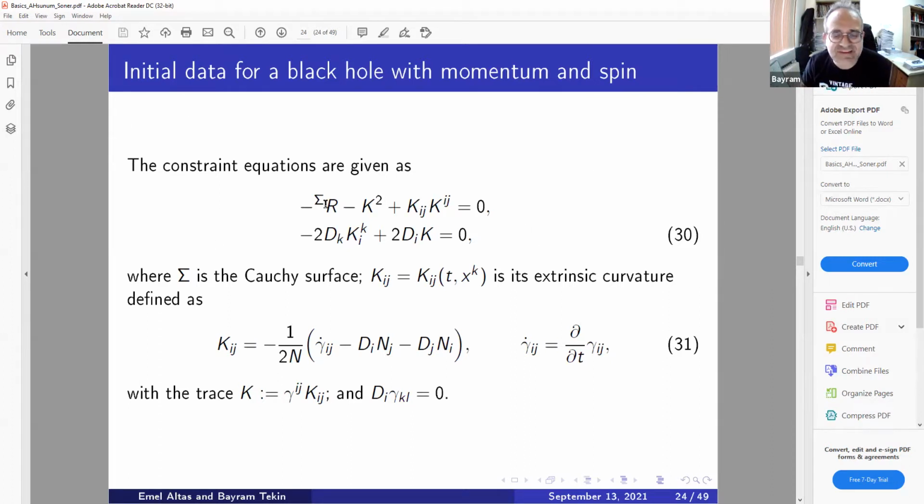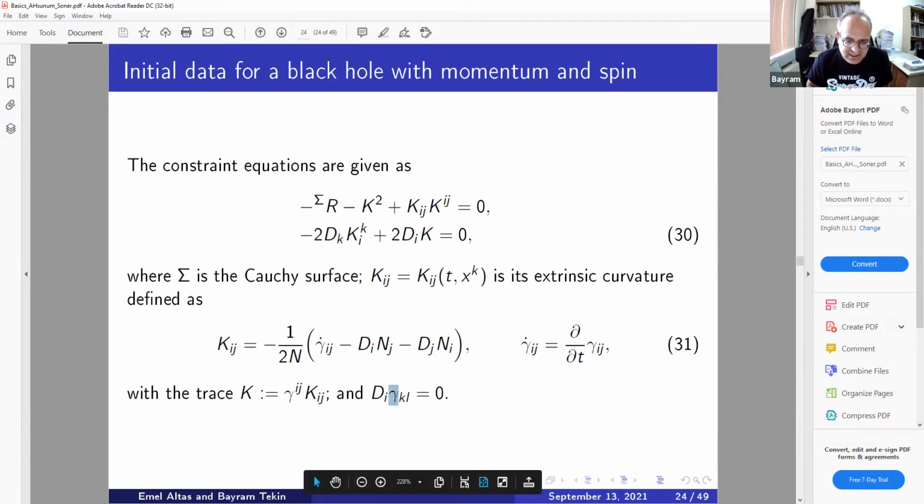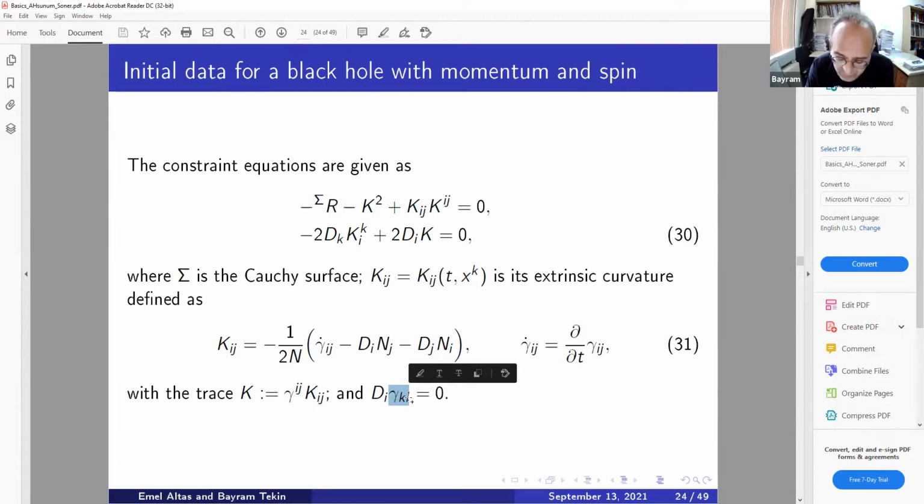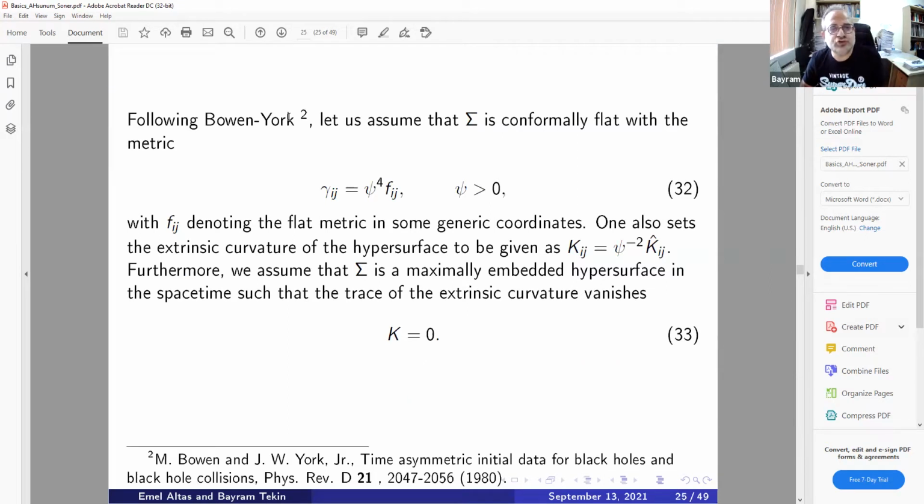Since we are talking about a vacuum, T_mu nu is 0, and sigma is the Cauchy surface, K_ij is the extrinsic curvature as defined before, D is the metric compatible connection, and the metric is the three-dimensional metric. So I'm going to now work with three-dimensional objects. Again, assume conformally flat space; phi positive or negative doesn't matter, but you need to choose the sign of phi. You cannot have a change in phi. Assume furthermore that you have a maximally embedded hypersurface, so the trace of K, the extrinsic curvature, vanishes. If you don't assume this, things become a little more complicated, but you can assume that this is 0 to search for reasonable analytical data.